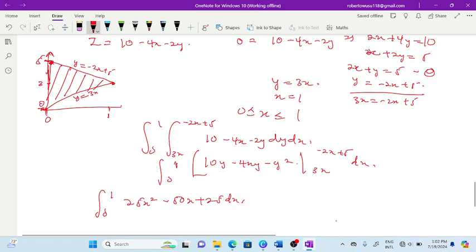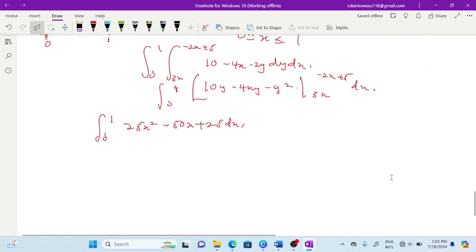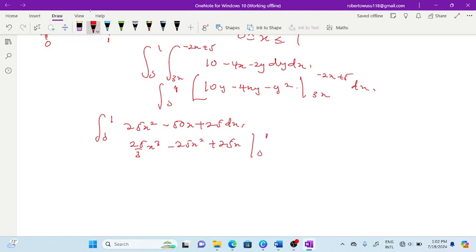Once you do this, you're almost done. When I integrate this, I'm going to get 25 over 3 x cubed minus 50 over 2 x squared plus 25x. And 50 over 2 is simply 25, right? So let me clean it up: 25 over 3 x cubed minus 25x squared plus 25x from 0 to 1. 0 will make everything 0. So when I put 1 here, negative 25 and this 25 will cancel out. So I'll be left with 25 over 3, and that is the volume.